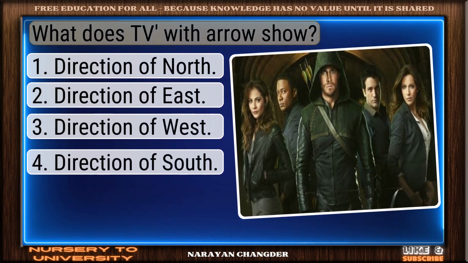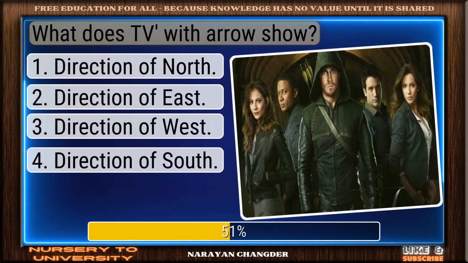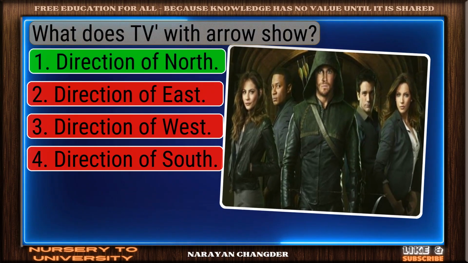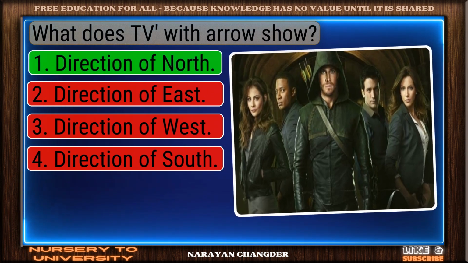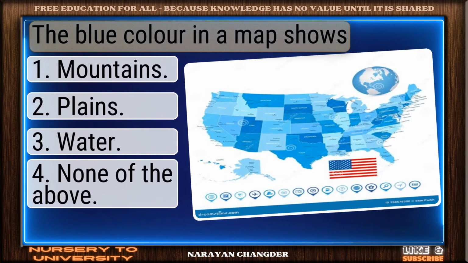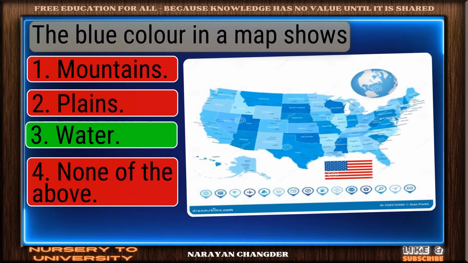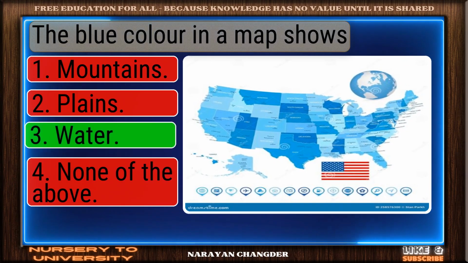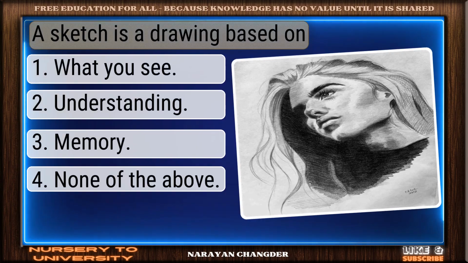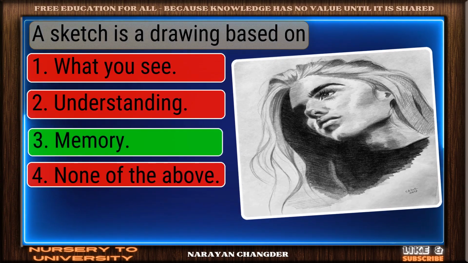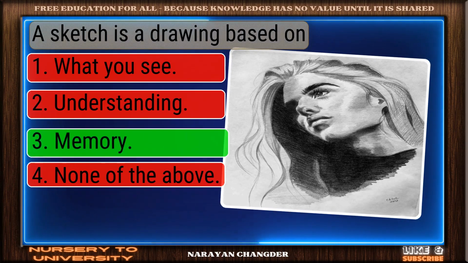What does the arrow show? Smart pick. Direction of north is the correct choice. The blue color in a map shows. Well done. Water is the right choice. A sketch is a drawing based on. Solid response. Memory is a valid choice.